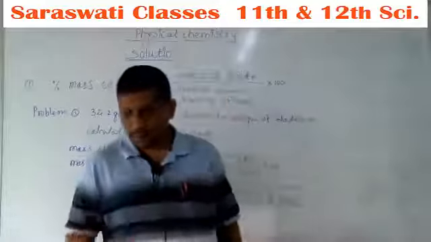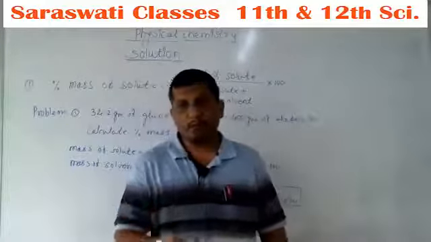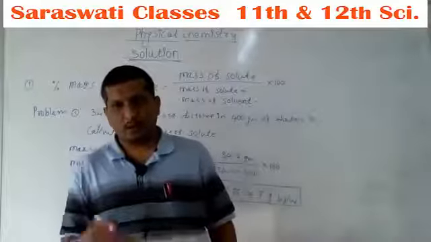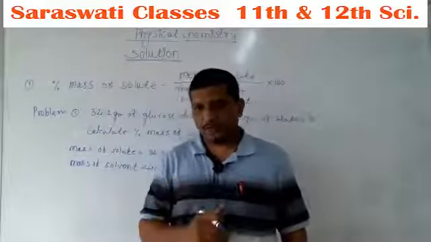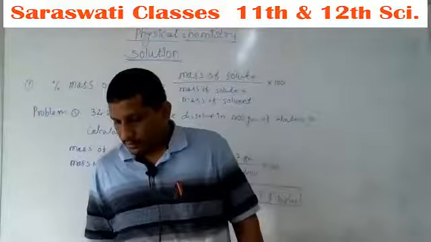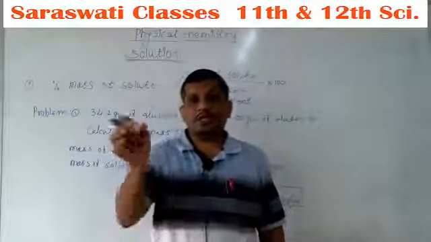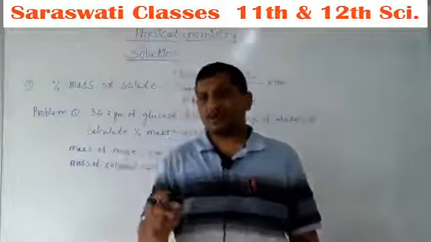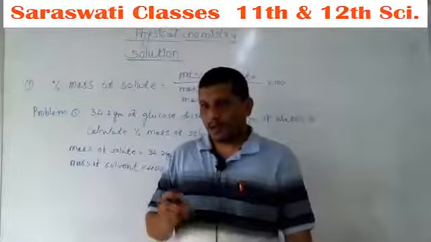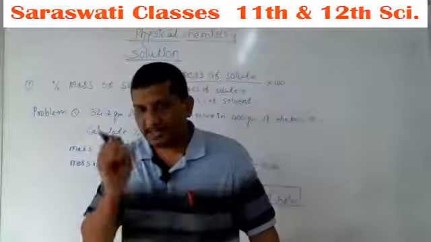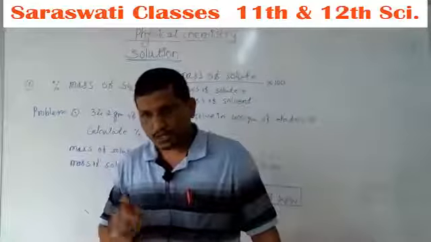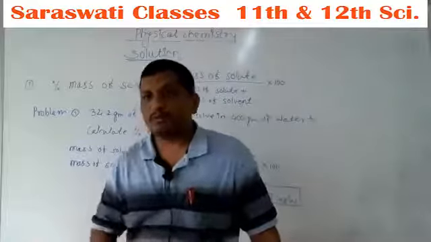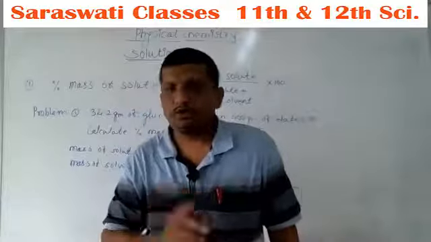Now next is percentage by volume by volume. And what is the difference between percentage of mass of solute, weight by weight, and volume by volume? When solute dissolves in liquid, and to calculate the concentration or percentage amount of solute, how to calculate? Percentage of solute is equal to volume of solute divided by volume of solute plus volume of solvent.